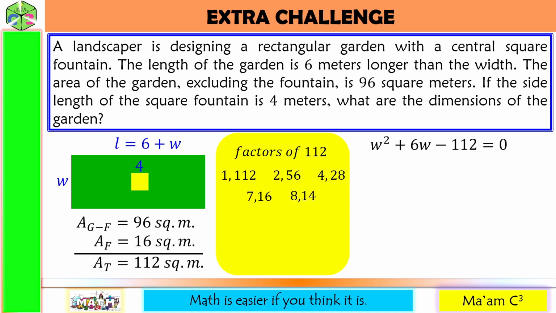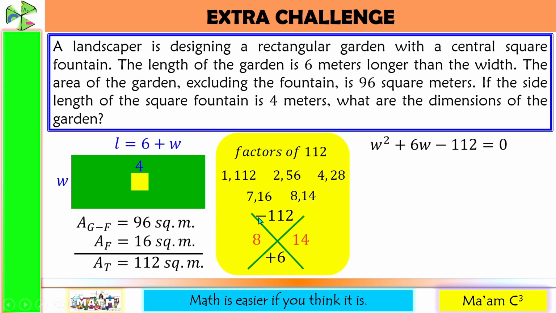Now, to pick the right factors, let us bring out our magic X. On top, we are going to copy our third term, including the sign. And at the bottom is the numerical coefficient of the middle term, including the sign. Now let us take a look at our factors and choose one which will probably give us a sum of 6. Which among these factors will probably give you a sum of 6? And that is 8 and 14.